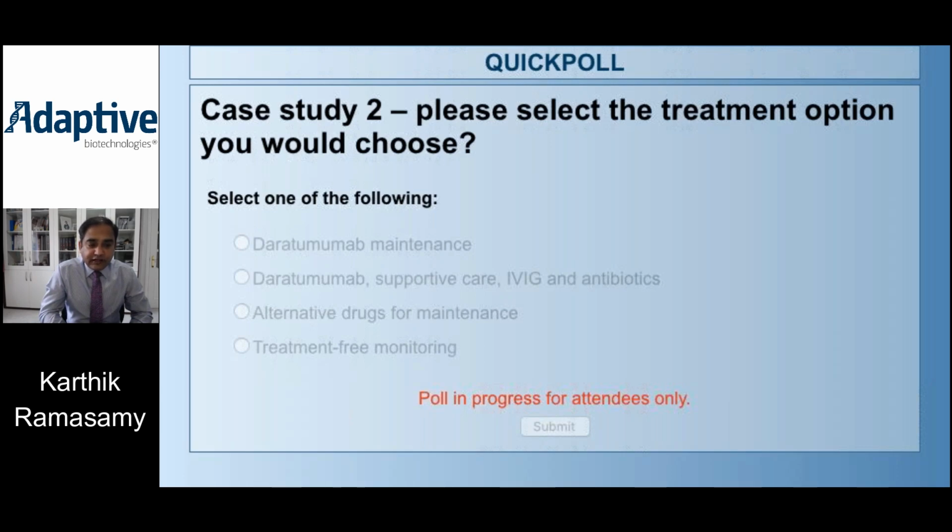Would you think of alternative drugs for maintenance for this gentleman? Or would you think about treatment-free monitoring? Let's poll now.